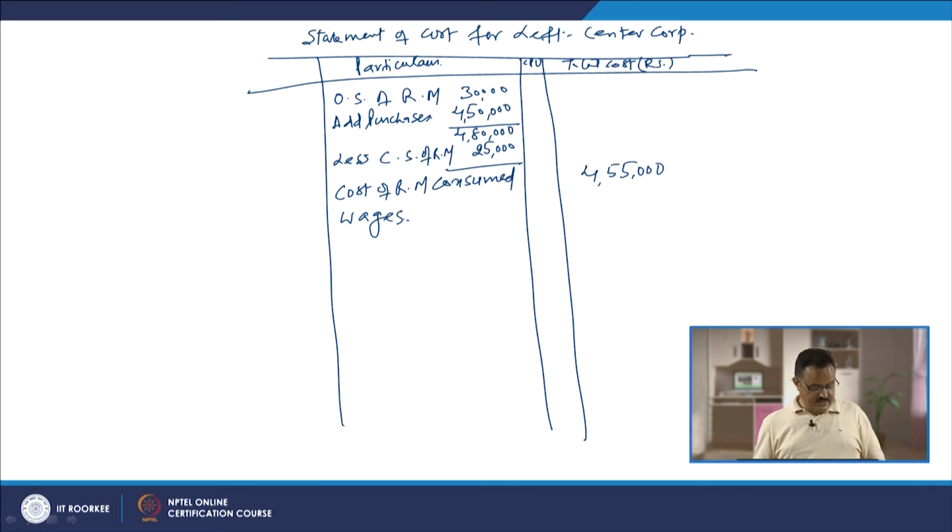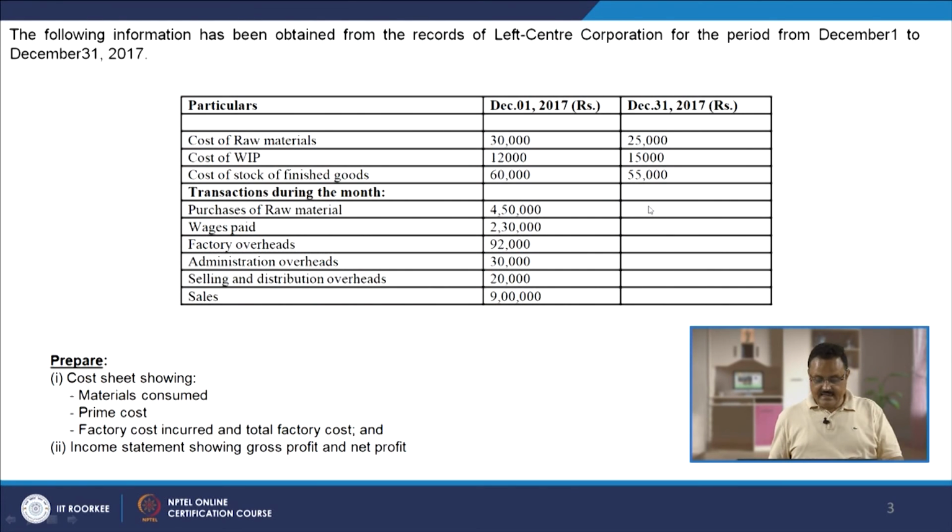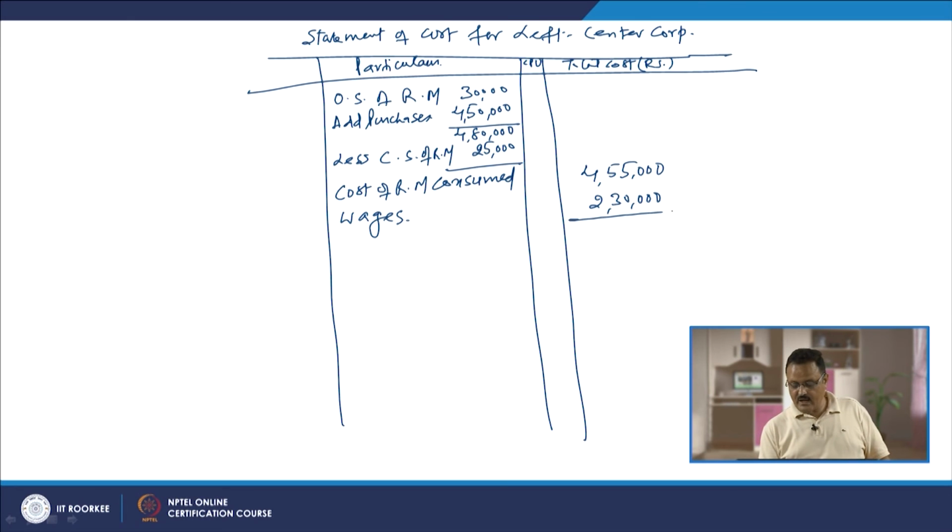Wages cost given to us is 230,000 rupees. Is there anything else after the wages? Factory overheads will go in the factory cost. So, for calculating the prime cost, this is the only information available, and if you take this information into account, what will it be called? It is called prime cost.